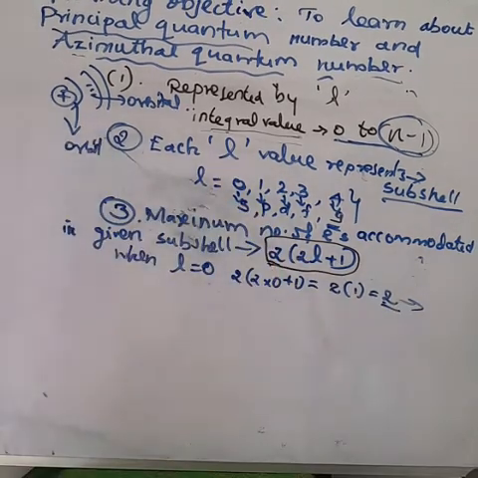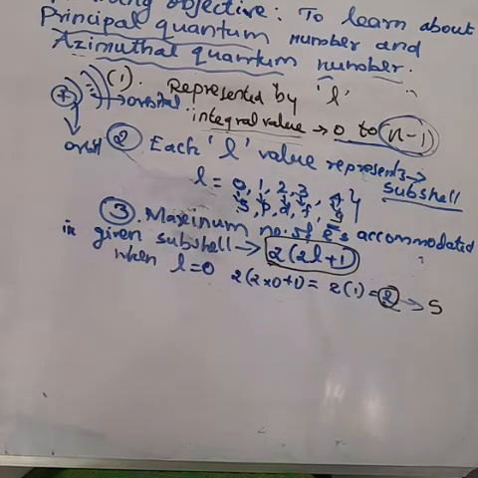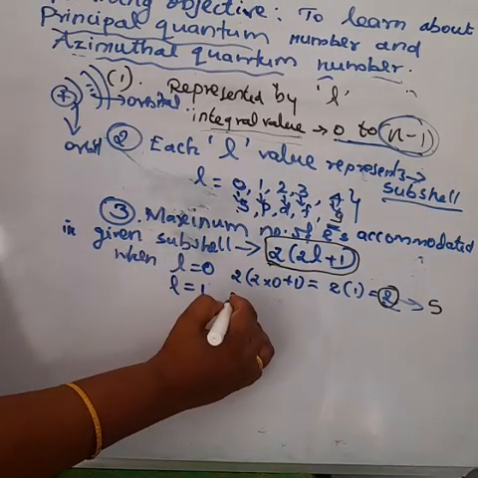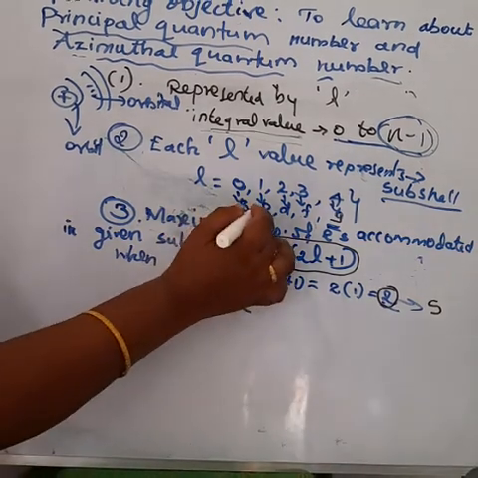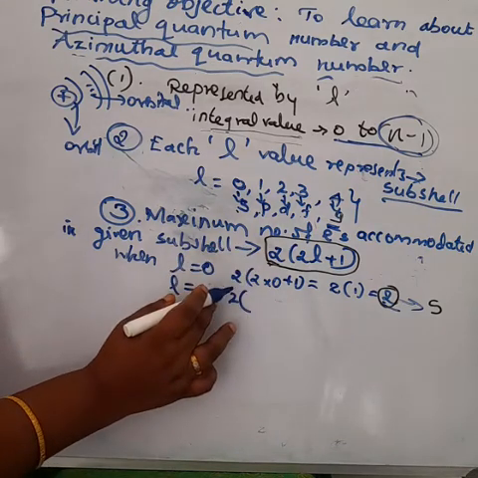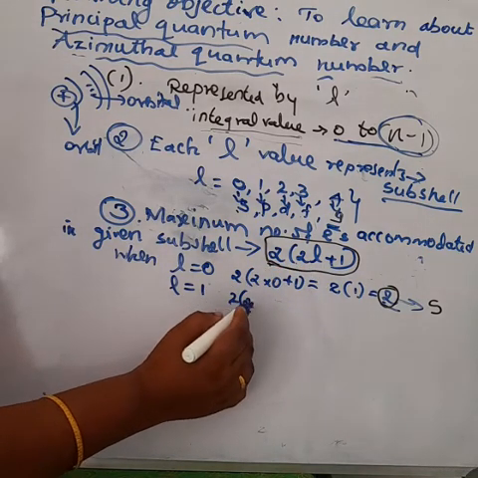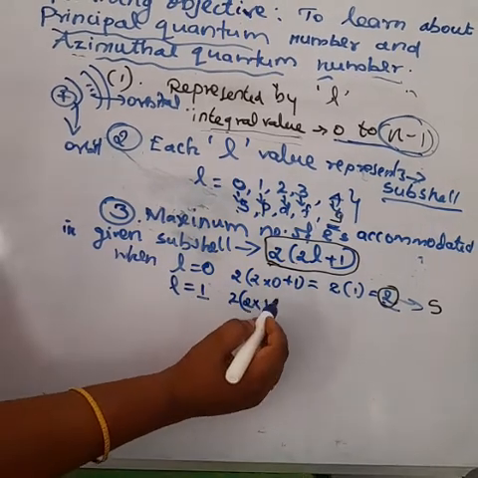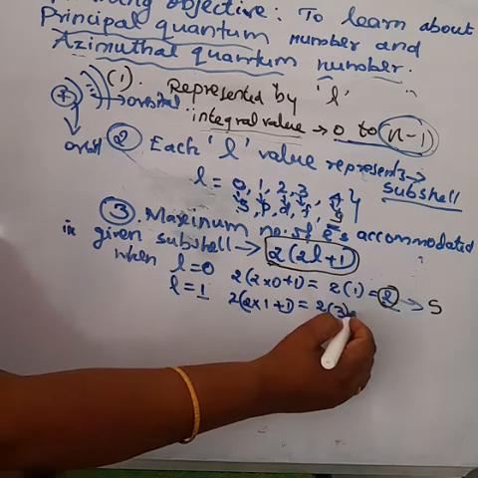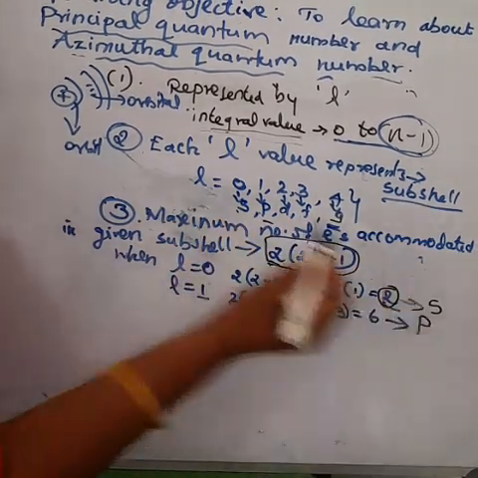L is equal to 0 means the s orbital or s subshell. Here the maximum number of electrons we can accommodate is 2. And then l is equal to 1, the p subshell. How many electrons can we accommodate? Using the formula 2 into 2l plus 1, that is 2 into (2 times 1 plus 1). 2 times 1 is 2, plus 1 is 3. 2 into 3 is 6, so 6 electrons can be accommodated in the p subshell.